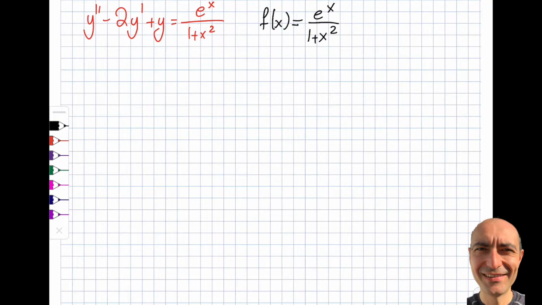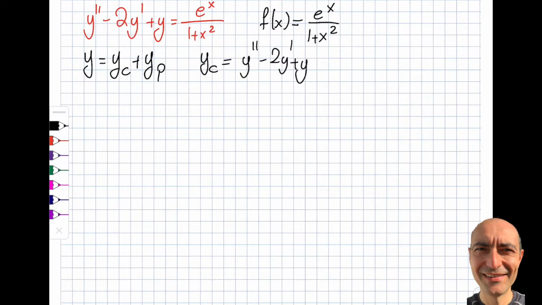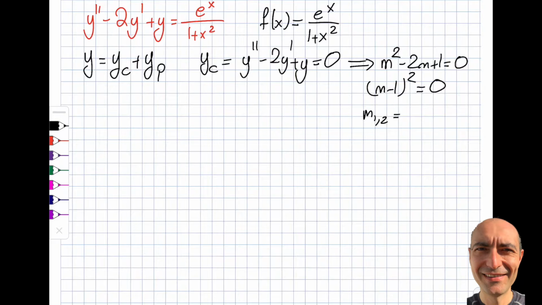Alright, so I will do the same approach. y will be equal to yc plus yp, where yc comes from y double prime minus 2y prime plus y equal to 0. From here I get the auxiliary equation m squared minus 2m plus 1 equal to 0, and you see that m minus 1 squared is equal to 0. I get m1,2 equal to 1, so I have a double root over here.